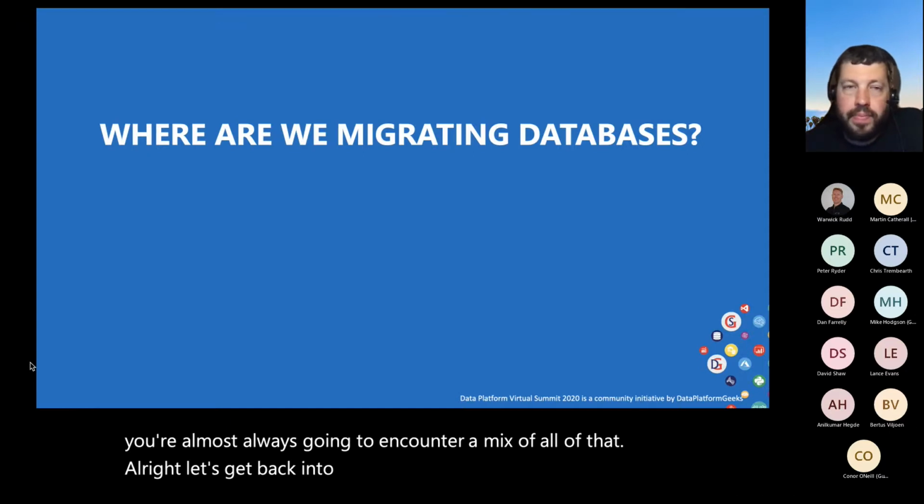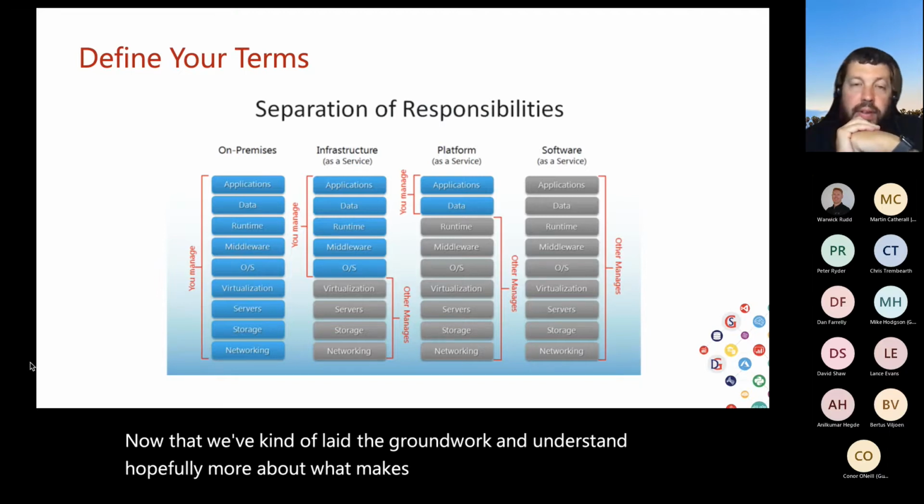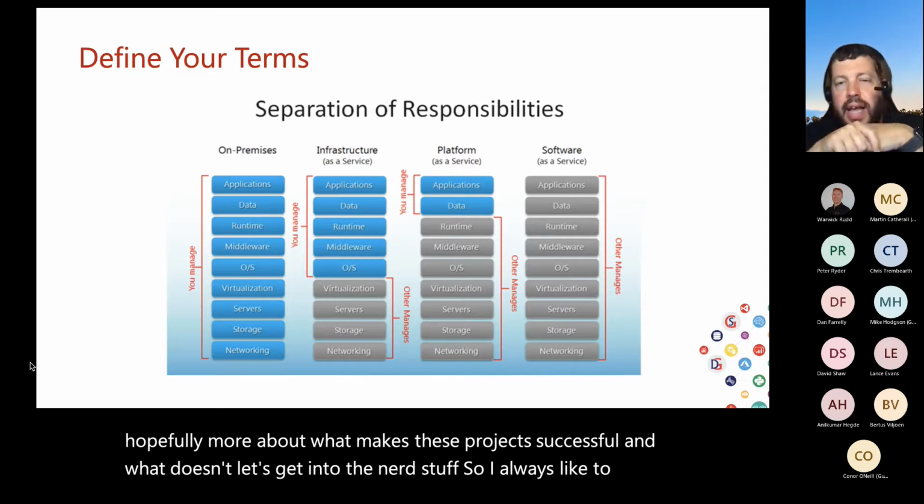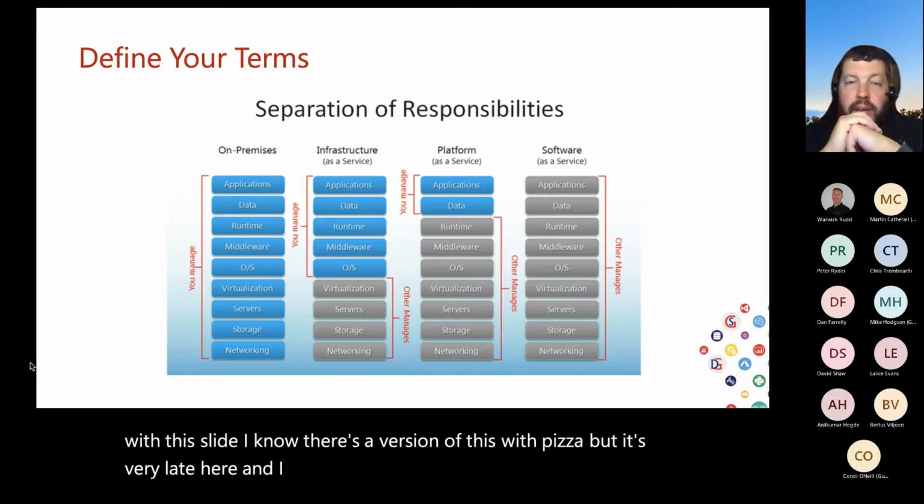So now that we've laid the groundwork and understand hopefully more about what makes these projects successful and what doesn't, let's get into the nerd stuff. I always like to start with this slide. I know there's a version of this with pizza, but it's very late here and I don't want to be hungry. So I picked the boring one.